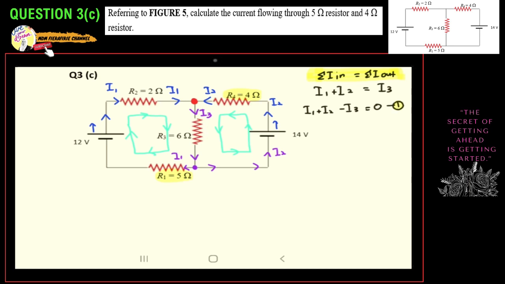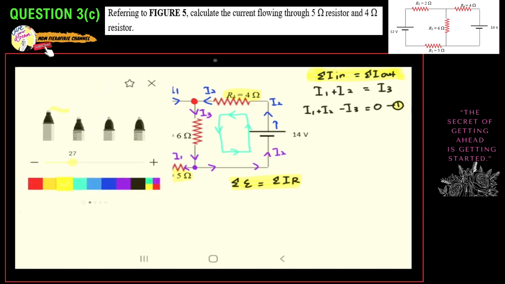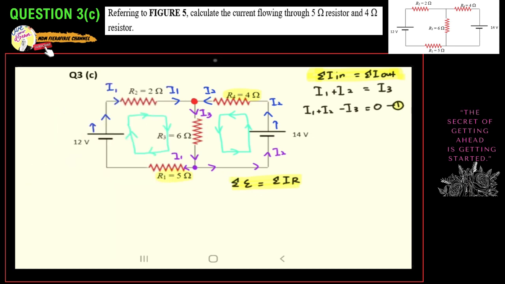Okay, and next, let's look at the second rule. Okay, where I will write total EMF is equal to total IR, and I will divide into loop 1 and loop 2. Okay, so now look at loop 1. Total EMF is equal to total IR. So total EMF for this loop, we just have 1 EMF.